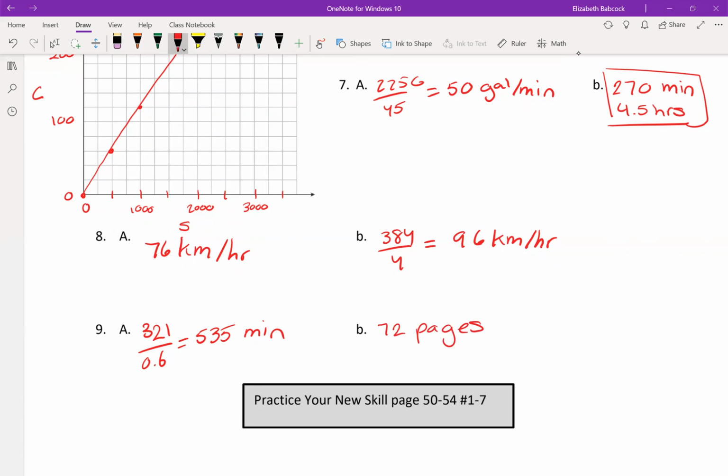Hopefully that is all nice, good, and clear in your head. You are going to try pages 50 to 54 in your workbook. Remember, if you have not bought it, you cannot write in it. You are doing numbers 1 to 7. Good luck.